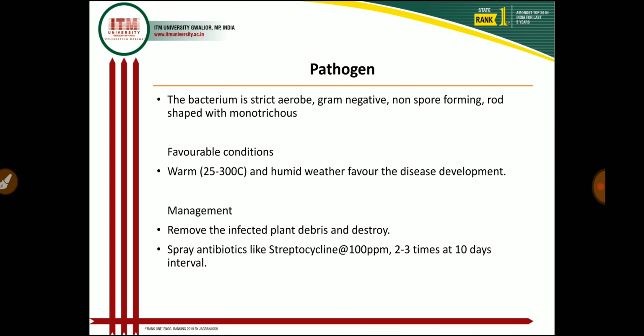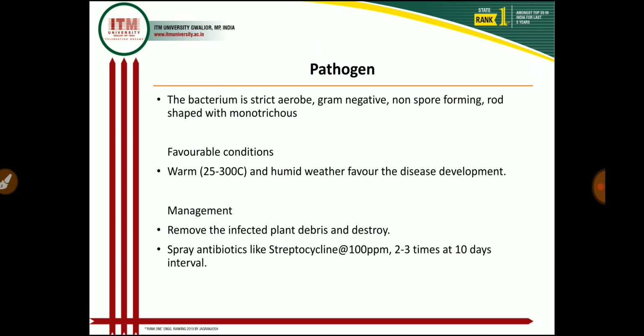Then, on pathogen characteristics, this pathogen, Xanthomonas, is an aerobic, gram negative, non-spore forming, rod shaped pathogen, and it has only a single flagellum, that means it is monotrichous, and the bacteria are disseminated through rain splash. And in favorable conditions, warm weather, that means 25 to 30 degrees centigrade, and humid weather favor the disease development. Disease incidence is generally higher in low-lying waterlogged areas of the field than in well-drained areas.